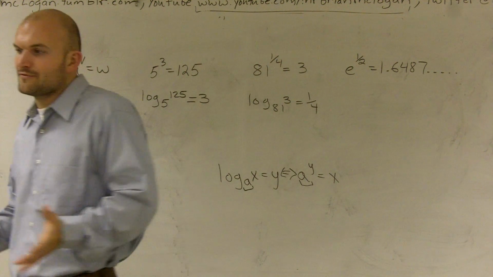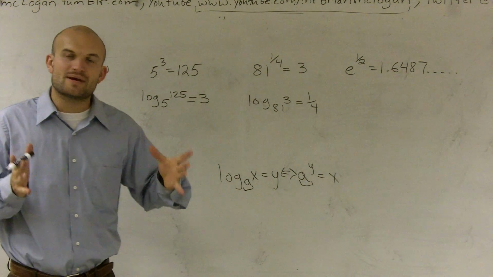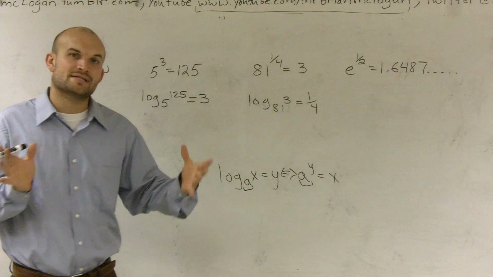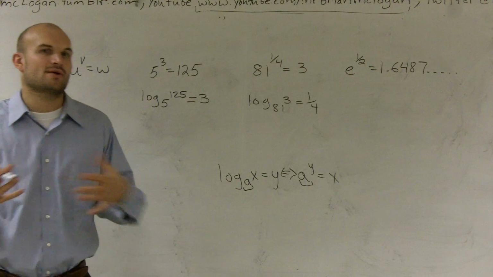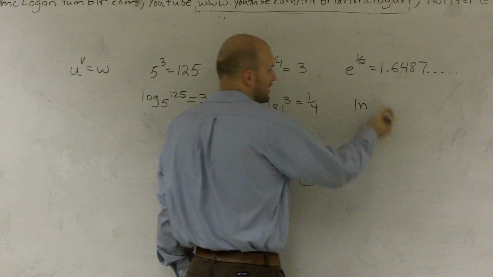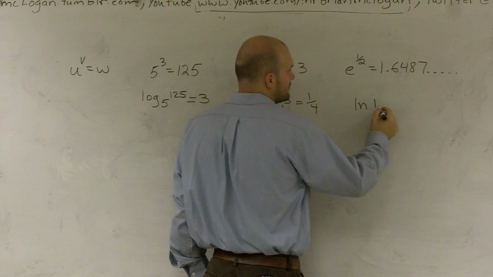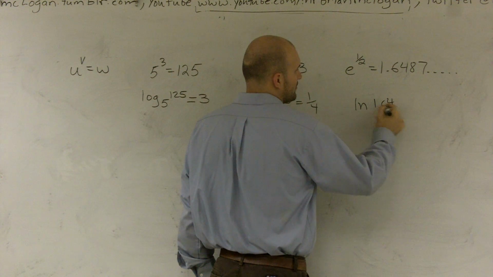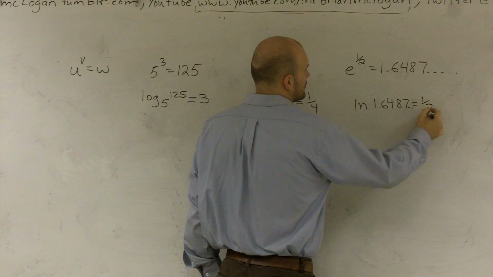Over here, we have an e. And if you haven't seen an e before, when we're dealing with logarithms, that means for any other base, except when we have the base e, we can use a natural logarithm. And that's the only time we're going to use natural logarithms, so you don't have to write the base e. I can just write ln, and it would be a base e, of 1.6487 equals 1/2.